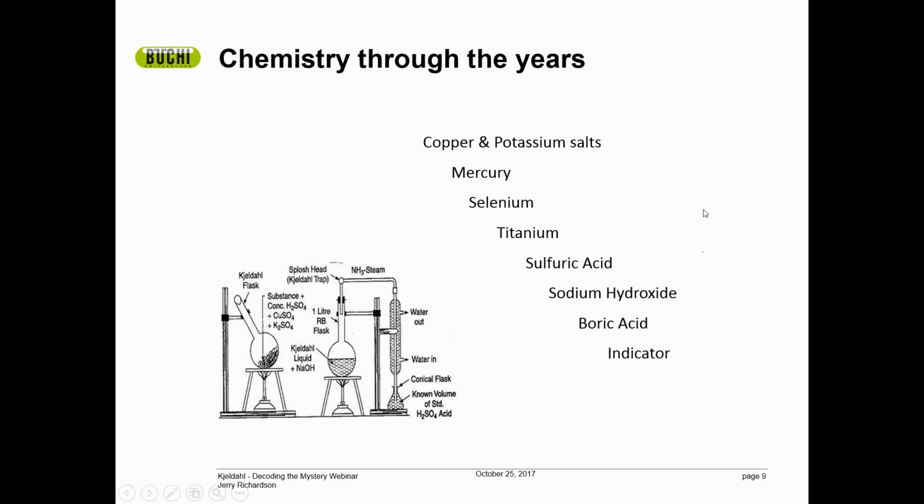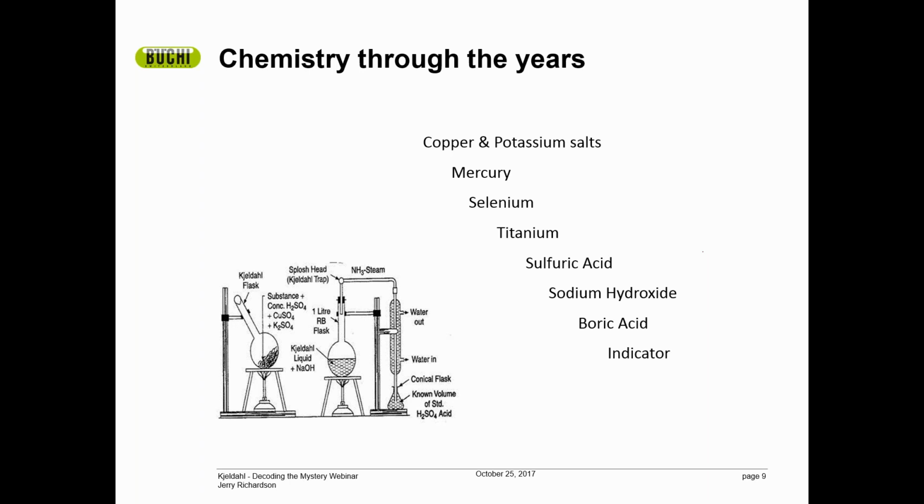All right, so through the years, we see originally that we had the copper and potassium salts. It was all good, everything was looking good, but people wanted things to go faster. So mercury and selenium came about. The only problem is we had certain toxicities that came with that, but they did increase the rate and the speed by which we could digest. The next chemical that we see there is titanium, and again, the same kind of thing in combination with the copper and potassium salts that can increase the rate of reaction.